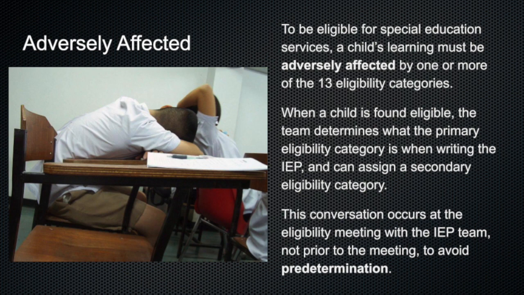Before an IEP can be provided, a student must be found eligible for services. To be found eligible, a student's learning must be adversely affected by one or more of the 13 eligibility categories defined under IDEA. An emphasis is placed on the wording of adversely affected because this definition can look different depending on who you ask. For example, a parent may view the student's learning to be adversely affected when they receive poor grades, while the teacher may view the same student as having tendencies of laziness or an unwillingness to work.